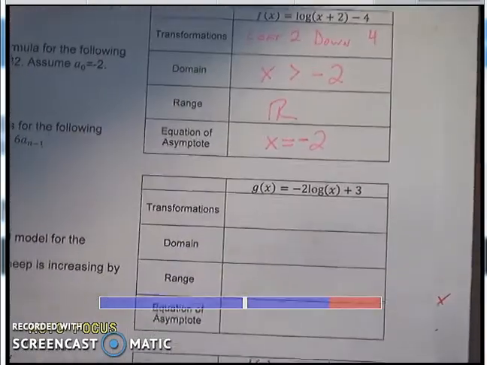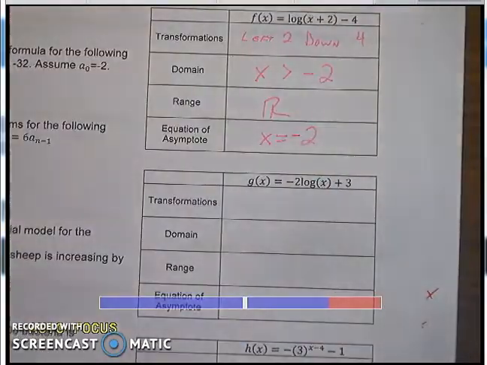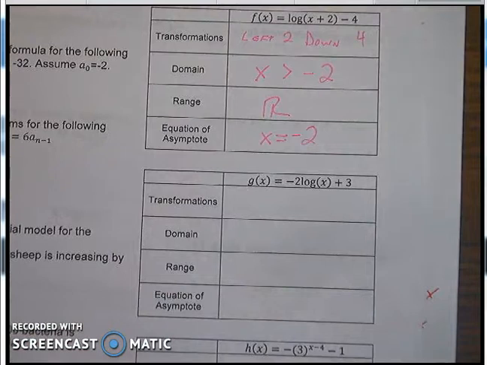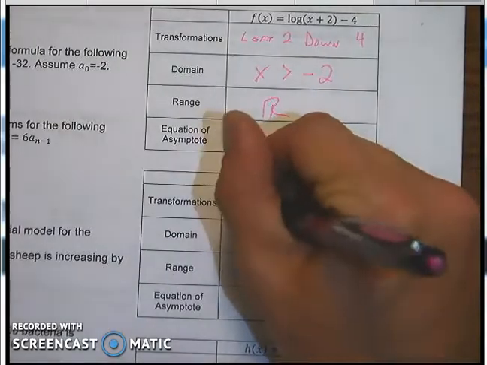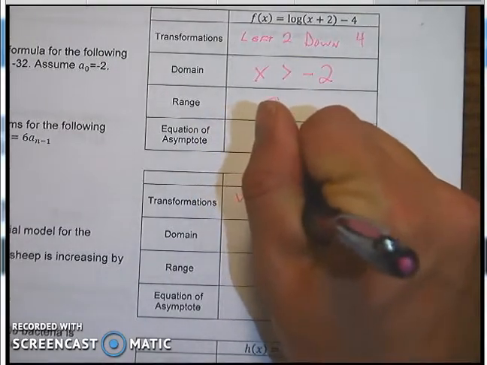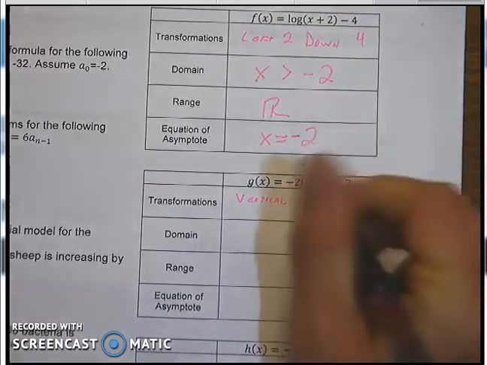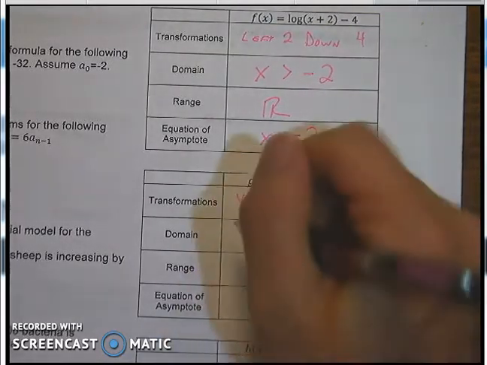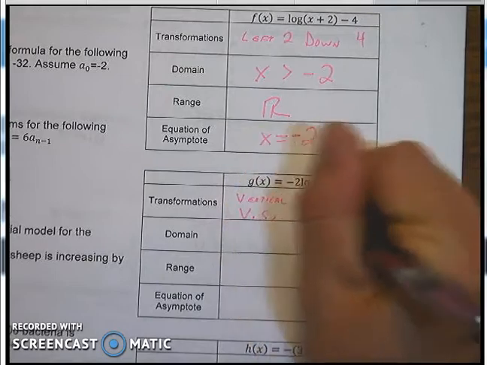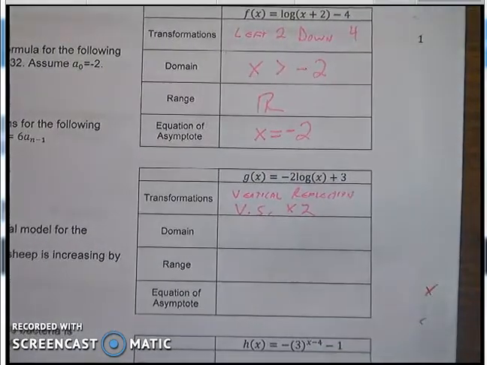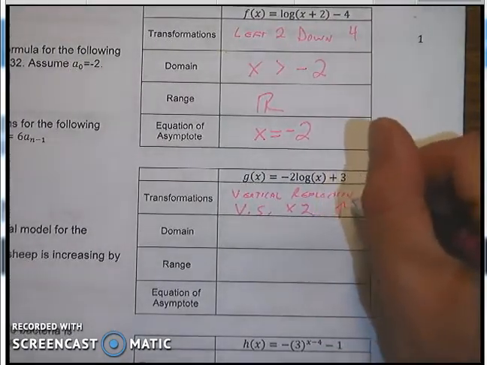On the next one, we've got negative 2 log base 10 of x plus 3. I see 3 transformations there. The first one, it's a vertical reflection. That 2 in front of it means it's a vertical stretch by a factor of 2. And then that plus 3 means it's gone up 3.